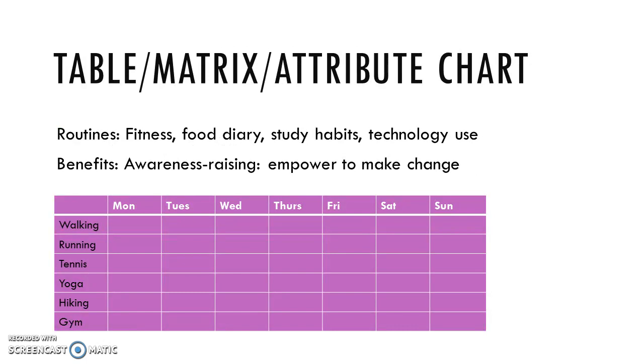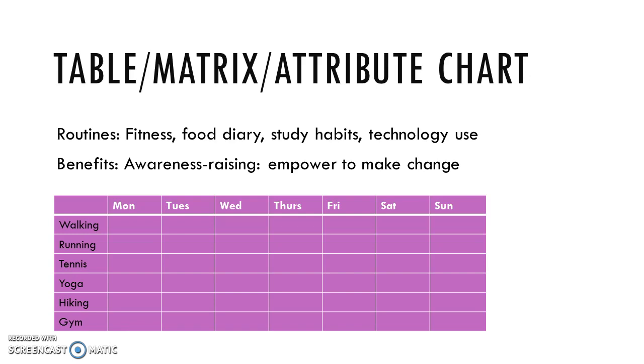So, the first graphic organizer I want to show you today is a table, matrix, or attribute chart. So the first one we'll look at is about routines. So examples of routines could be fitness, could create a food diary, study habits, or technology use.